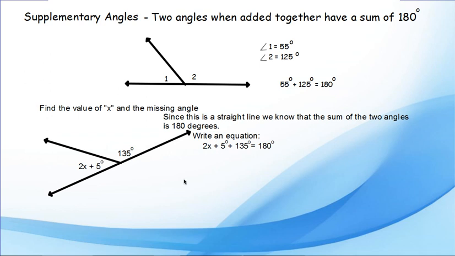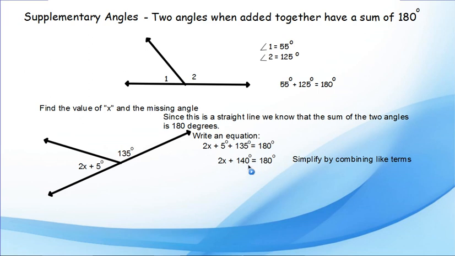So we write our equation, like we just said, 2x plus 5 plus 135 equals 180. Now, we can simplify this left side because we have some common terms. 5 and 135 are common, so we can add those together. 5 plus 135 is 140. So now I have 2x plus 140 equals 180.